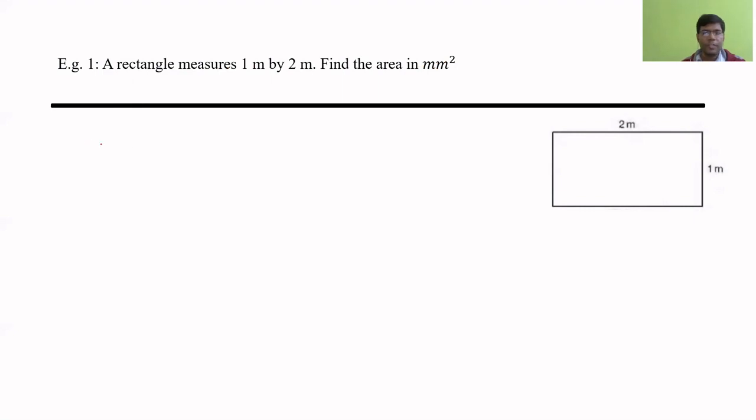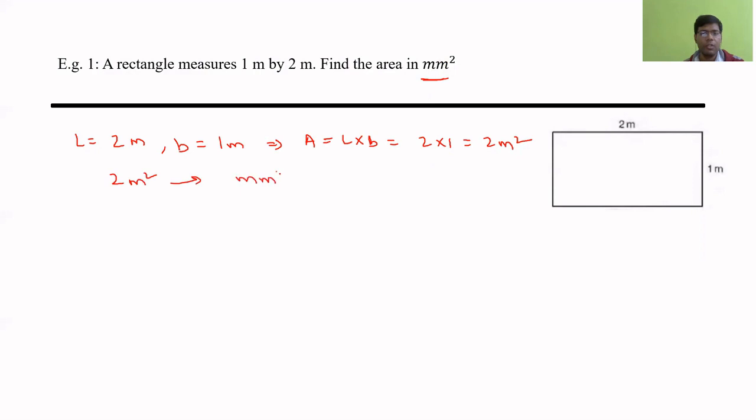From the figure, we can see that the length of the rectangle L is equal to 2 meters and breadth B is equal to 1 meter. So what will be the area? Area is equal to L multiplied with B, which is 2 multiplied with 1, equal to 2 meters square. We have got the area in meter square, but what is wanted is to convert the area into millimeter square. So basically 2 meter square we have to convert into millimeter square.